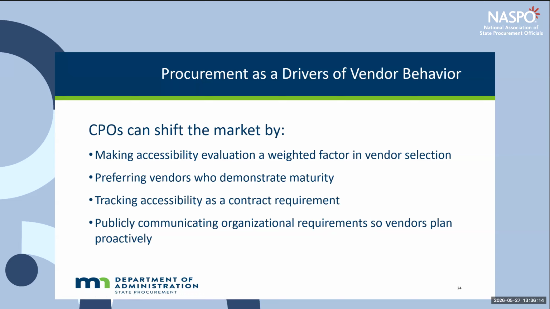So procurement can be a driver of vendor behavior. We have an opportunity here to shift the market, making accessibility evaluation a weighted factor in vendor selection, preferring vendors who demonstrate that maturity, tracking accessibility as a contract requirement, and then publicly communicating organizational requirements so vendors plan proactively. When we say that we're buying things that are digitally accessible, the government is a massive market. That is why some of these companies have entire divisions dedicated to selling to the government. So when we demand that vendors adopt digital accessibility practices, policies, procedures, and that they sell us products that are digitally accessible, then those products become more available to the market as a whole, and we improve the environment for everyone. Next slide.